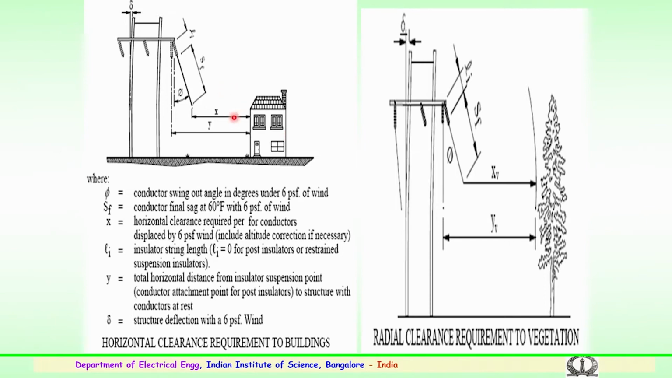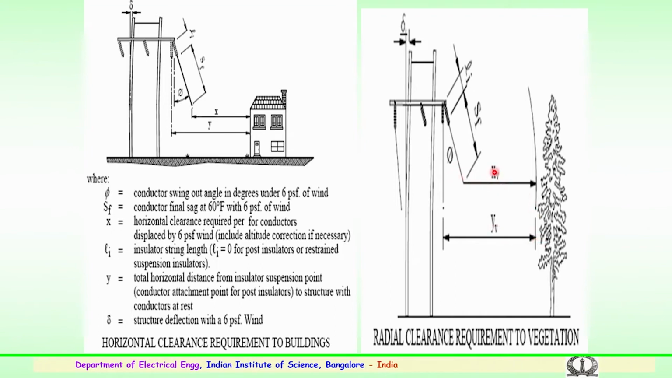The activity should not be such that the distances are reduced for a particular voltage level. Similarly, in case of vegetation or a forest area where the distribution or transmission lines are passing, similar clearances have to be maintained, and this shows the radial clearances required for the vegetation. Again, a similar total horizontal distance has to be maintained.